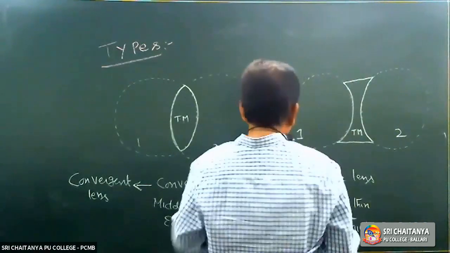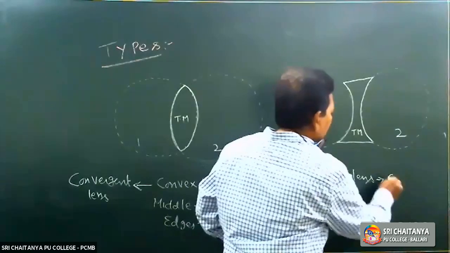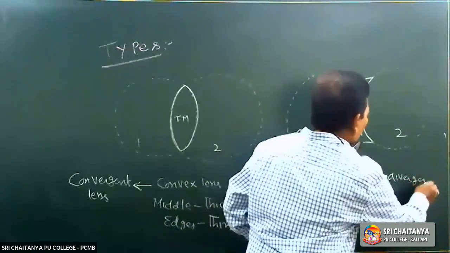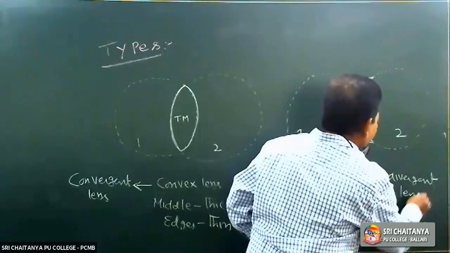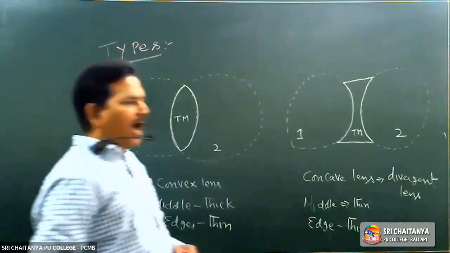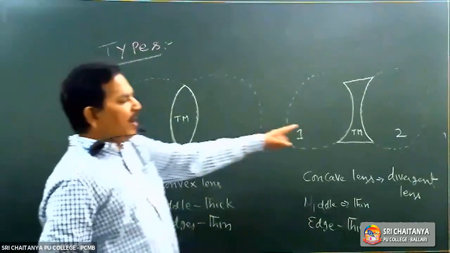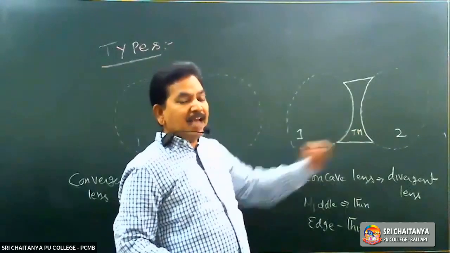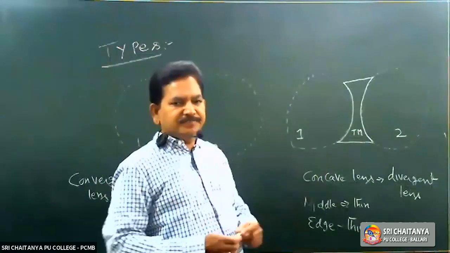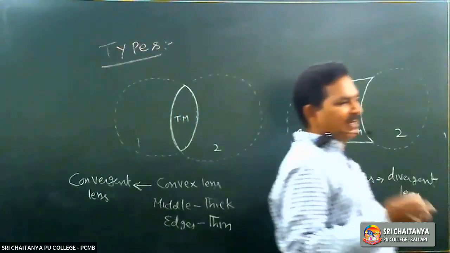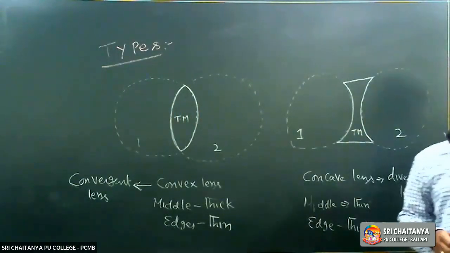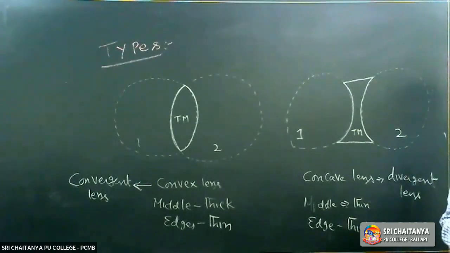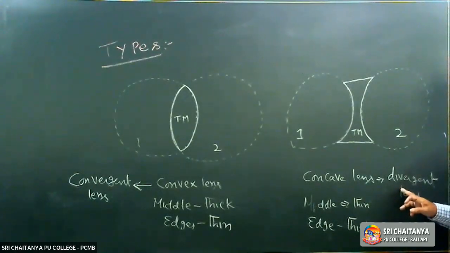Divergent lens, concave. The concave lens is called a divergent lens. Why is it called a divergent lens? If the light falls on this lens, after refraction, the light rays diverge. The light rays do not really meet, they only appear to meet after refraction. That's why this lens is called a divergent lens.